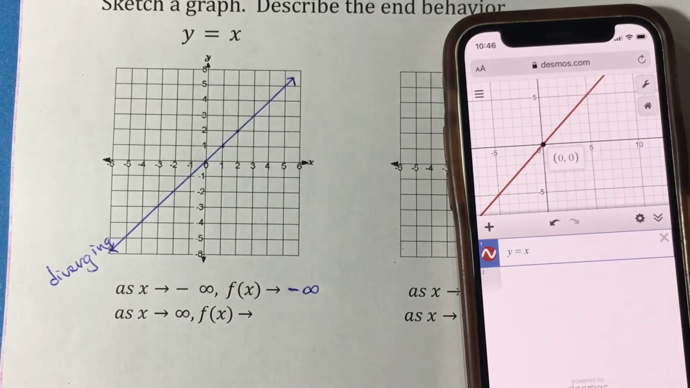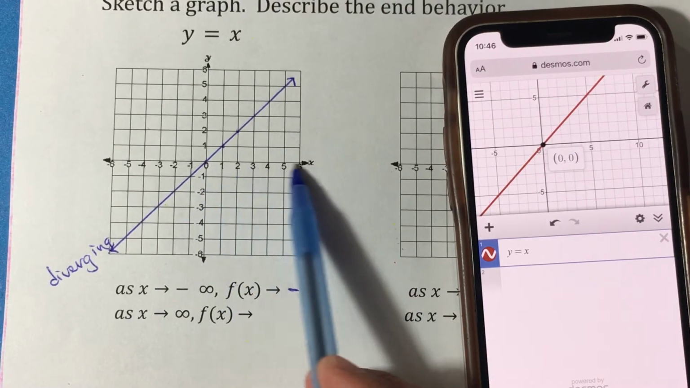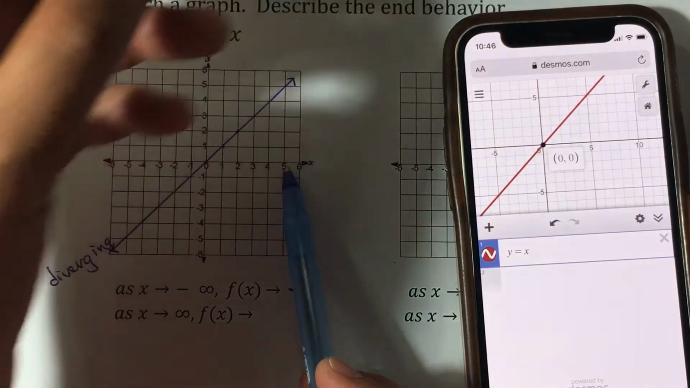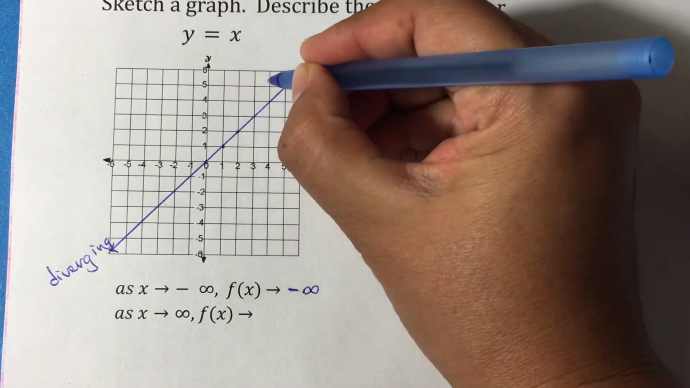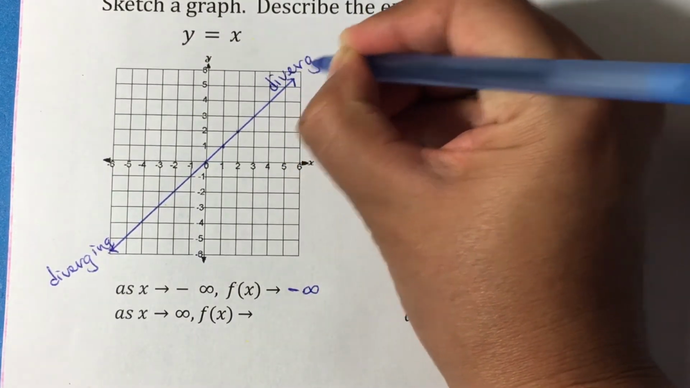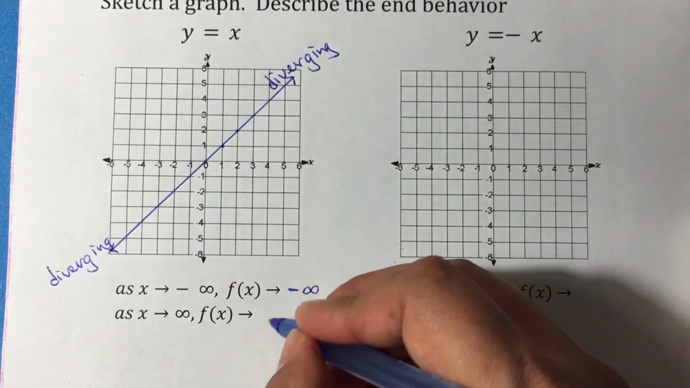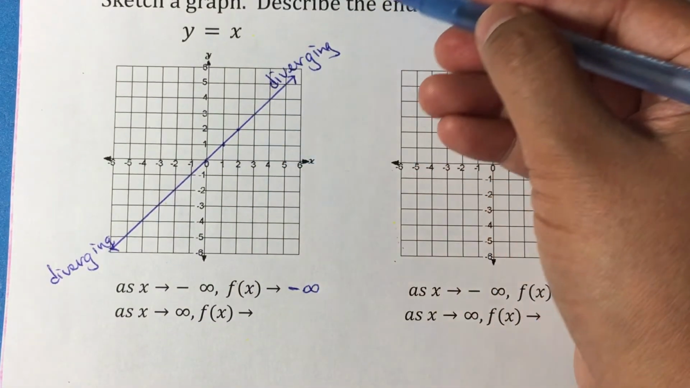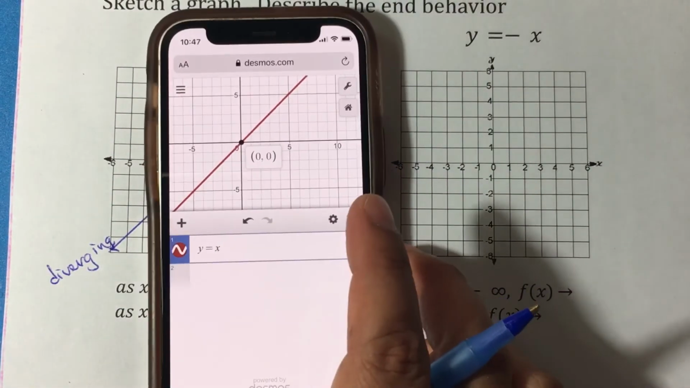Now what's happening as x approaches positive infinity? As x is going towards infinity, what's happening with my graph? It's diverging as well, going away from the x-axis, and it's going towards the positives. So we say as x approaches positive infinity, my graph, or my y values, approach positive infinity as well. Now let's put our technology on the other side.